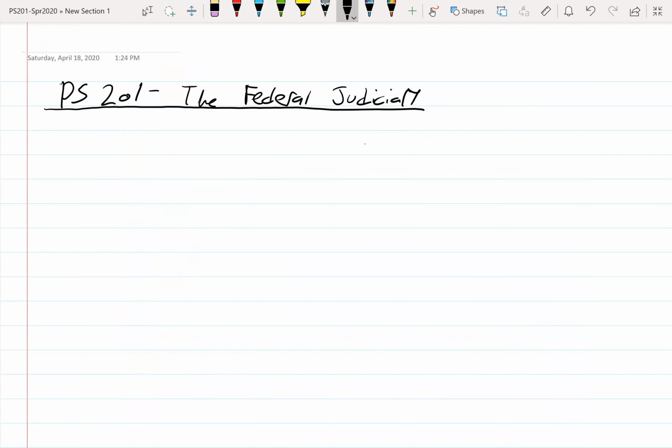Right? We've talked about the Supreme Court a fair bit. That's obviously at the top of the federal judiciary. We'll be talking about the courts, which are also important, not as important as the Supreme Court, but also important at lower levels in the federal judiciary. Then finally, I'll wrap up with a discussion of Supreme Court appointments.